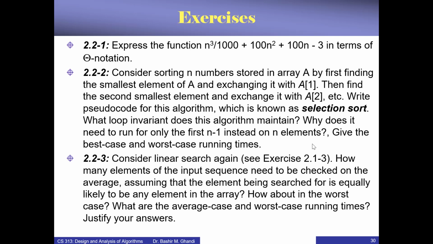The last exercise takes you back to the linear search. So consider the linear search again. How many elements of the input sequence need to be checked on the average, assuming that the element being searched for is equally likely to be any element in the array? How about in the worst case? What are the average case and the worst case running times? In each of these cases, justify your answer.